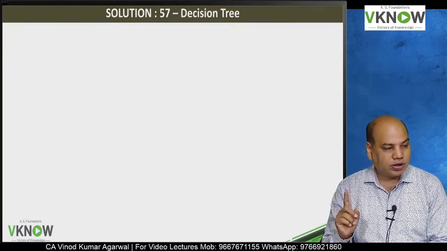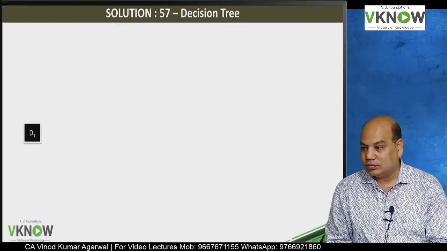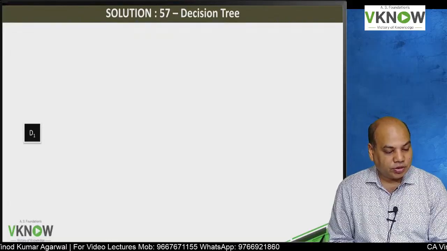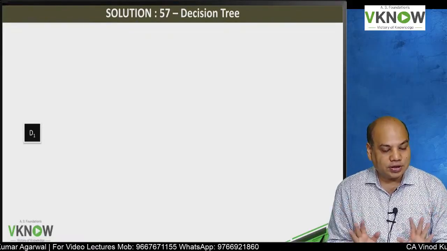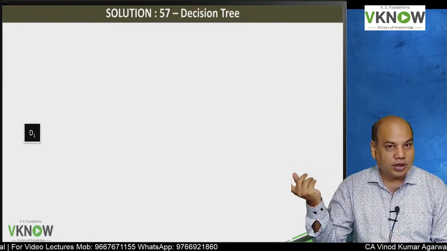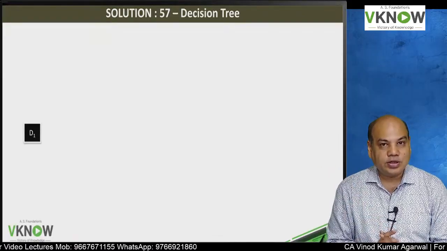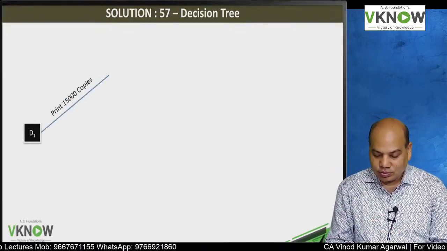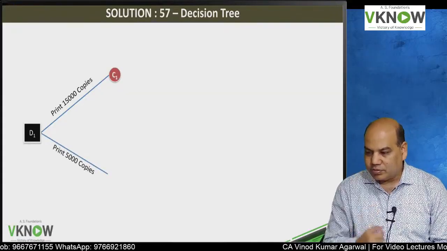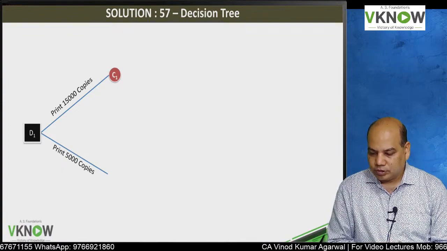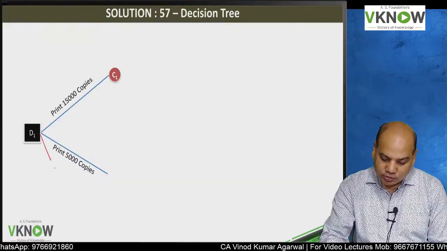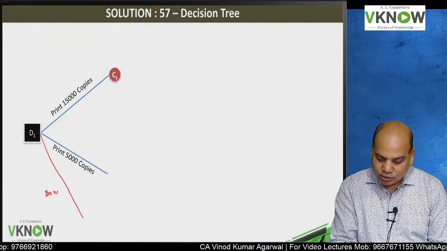So I'll first draw the decision tree for you. Write down in the notebook. If you look at the answer given to you by the institute, they forgot to draw the decision tree only, and they are writing the question using decision tree analysis, and in the answer there is no decision tree. This way the institute will trouble you. So we have two options here: print 15,000 copies, print 5,000 copies, and maybe you can draw one more line, that is do not print.